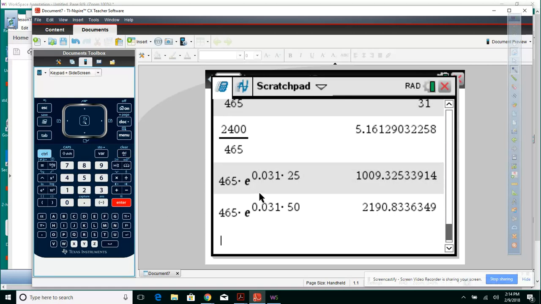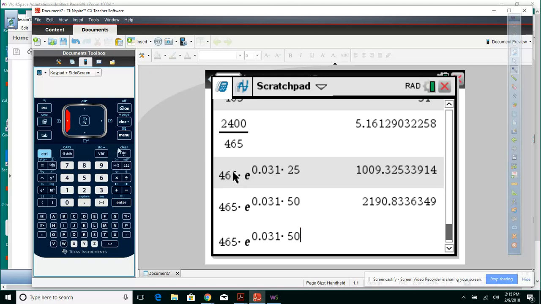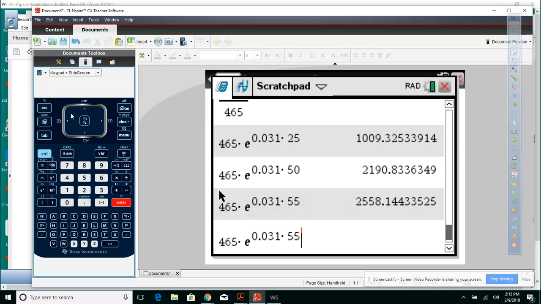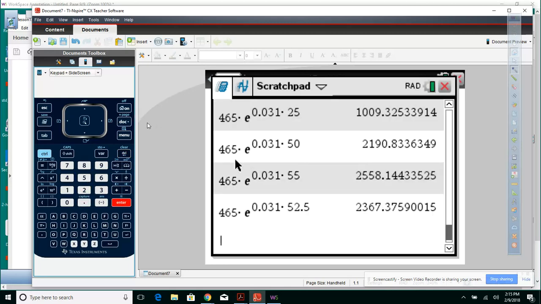2190. We're trying to get to $2,400. So let's see here. We don't have to jump as hard this time. We're getting close. Let's try 55. We're over now. And let's see. What would be half of that? We'll split it. So we're going to go 52.5. Oh, we're just under it.